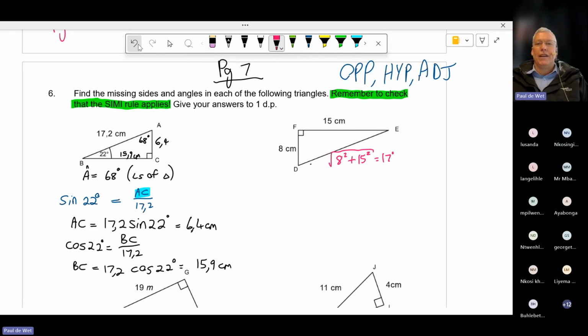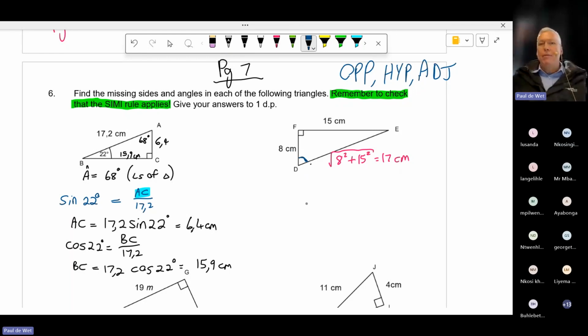Man, not 17 degrees, 17 centimeters. Okay, now, guys, I want to find one of these angles using trigonometry. So who can tell me how I can find angle D? This angle over here, I want a trig ratio. And I'm saying you can choose, because I know all three sides, you could use sine or cos or tan.